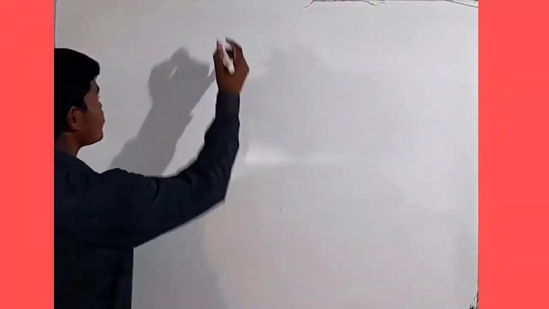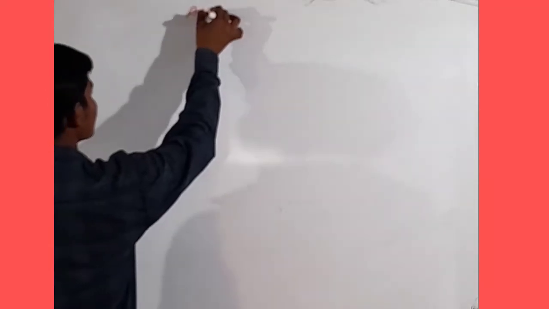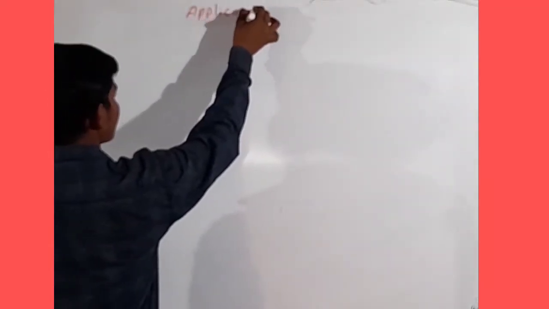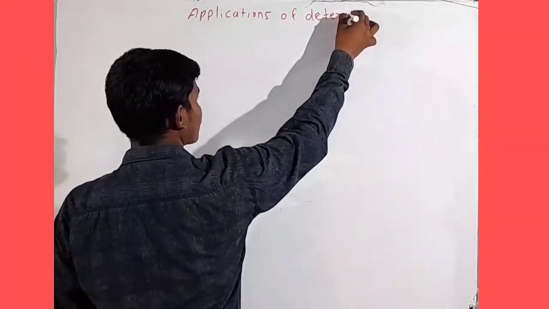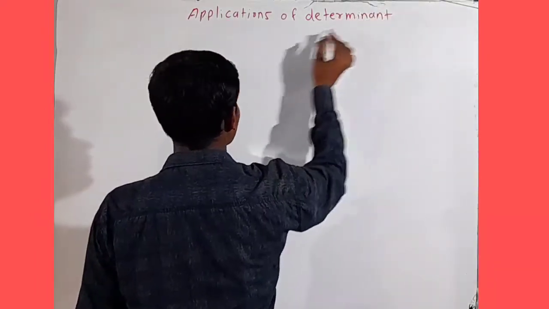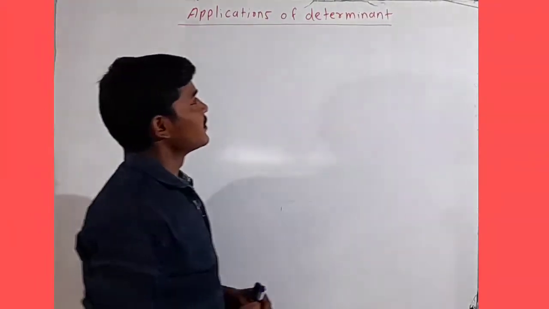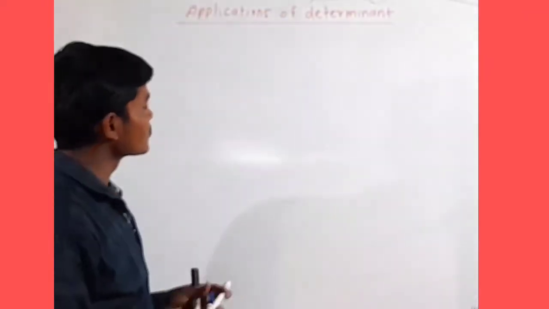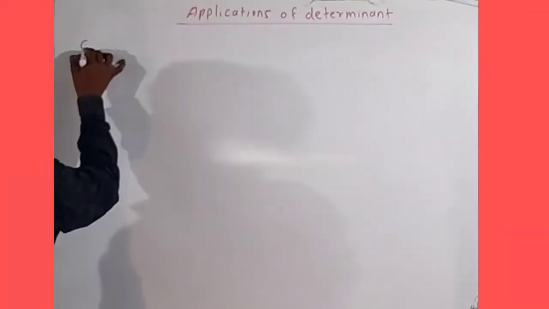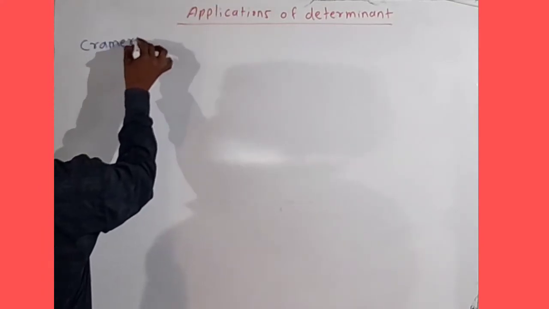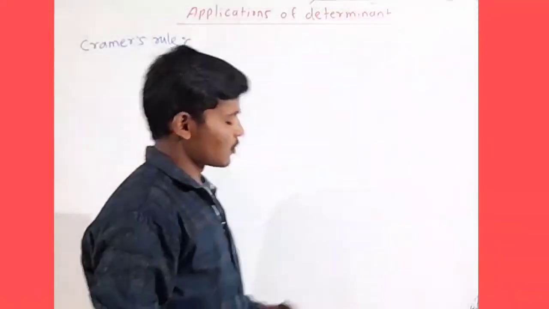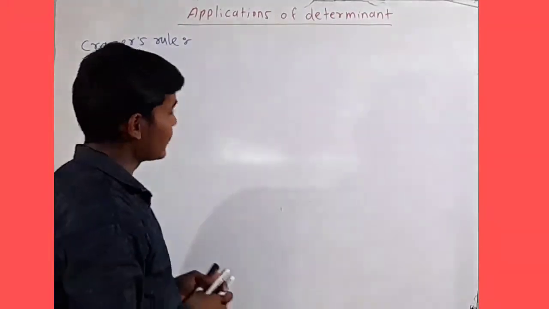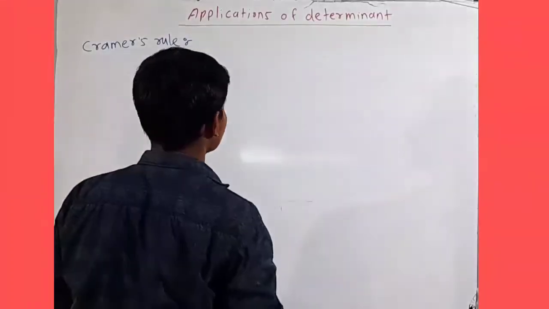In this video, we have to see applications of determinant. And in the applications of determinant, we have first Cramer's rule. So the theorem is that we have to see first theorem.